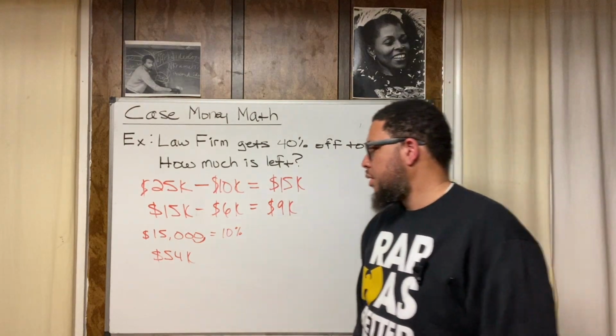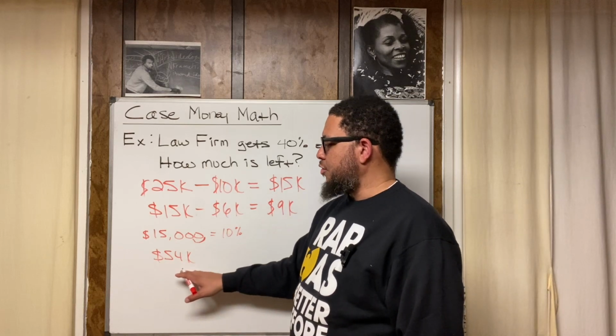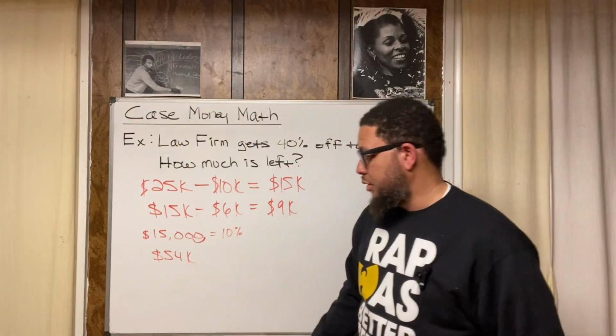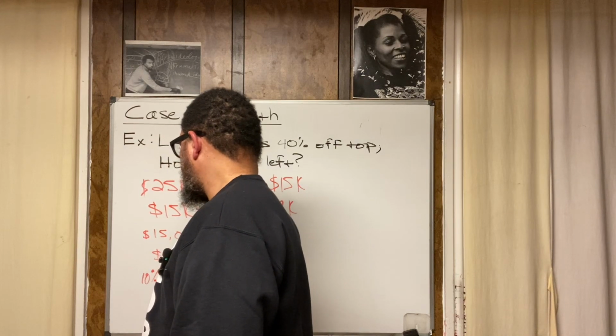So first, let's do this. Now this one's a little more tricky, because finding out 10% of 54,000 is 5,400. So let's say 10% is 5,400.